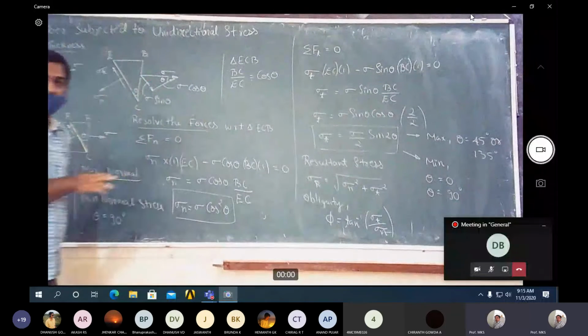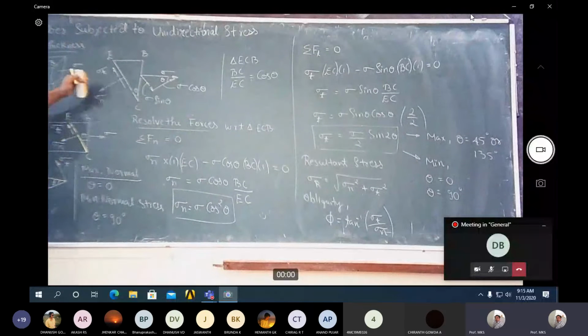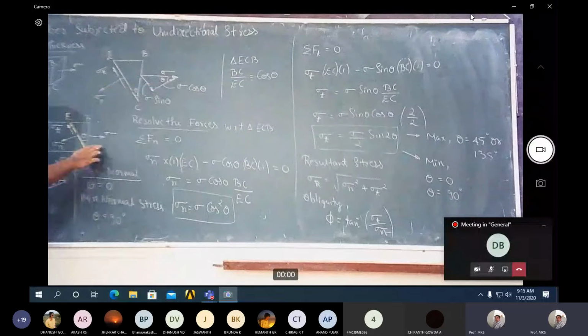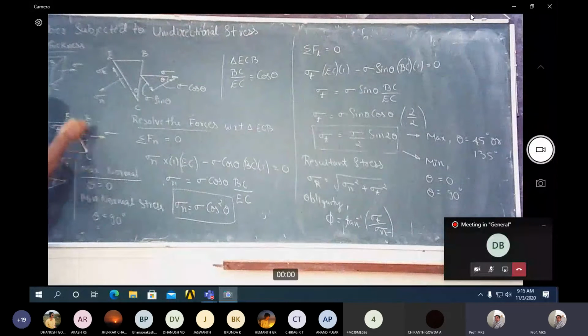So this is the simple derivation. This is a unidirectional force, where we resolved only for one stress component. If it is bidirectional, we will get one more stress here. This will be sigma 1, this will be sigma 2. Then you need to account for this additional stress. That is the second case, which we will do in the next class.